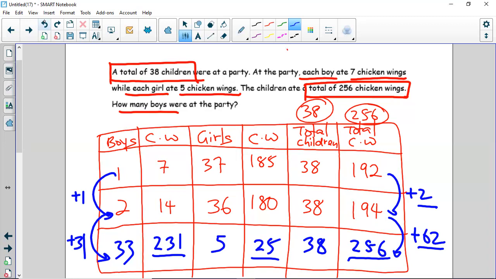And what is the answer? How many boys were at the party? So your answer must be here. There are 33 boys at the party. So you can see that there is another more efficient way to work out the answer as compared to guess and check. So these 3 rows get the answer uses a pattern. So we use this method when we want to find a pattern.